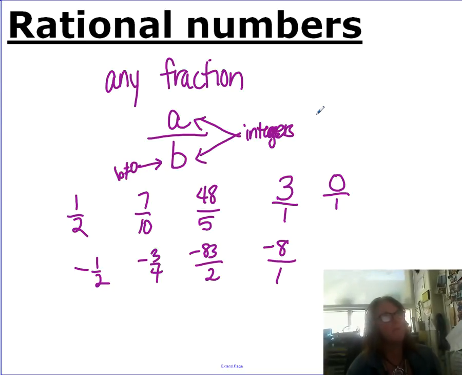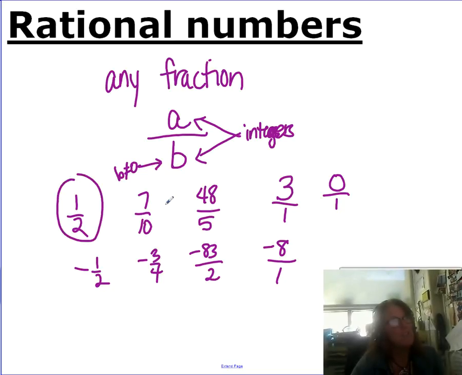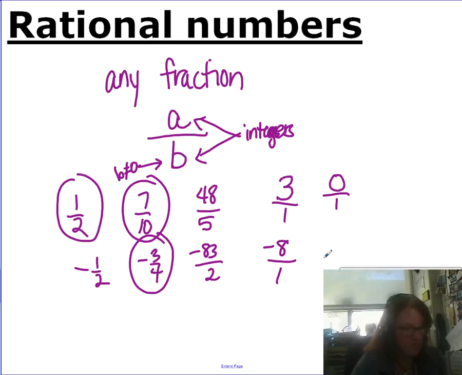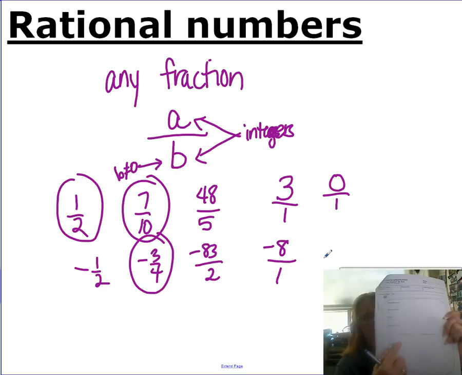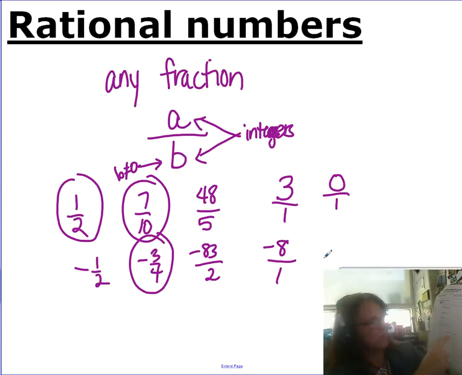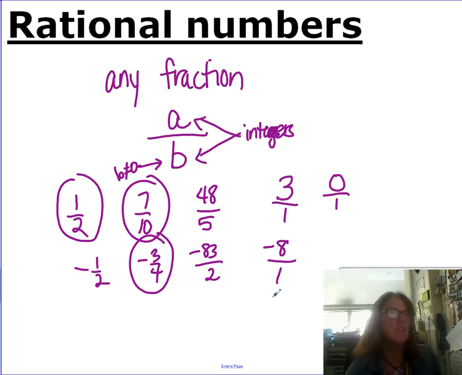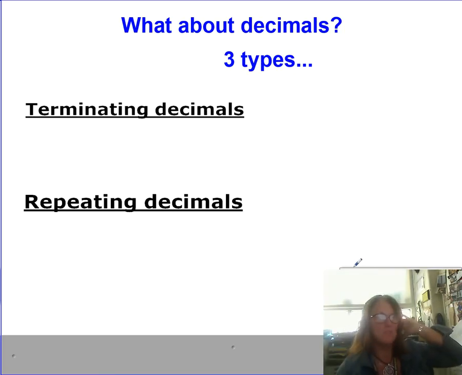All right. Really, this incorporates almost every number you can think of, because almost every number can be written as a fraction. Now, numbers like 1/2 and 7/10 and -3/4 are really easy to also write as a decimal. And you'll notice in your notes that I've broken the rational numbers into two categories, terminating decimals and repeating decimals. So let's talk about that, because decimals fit right into this category.